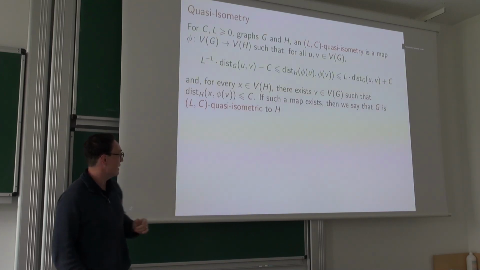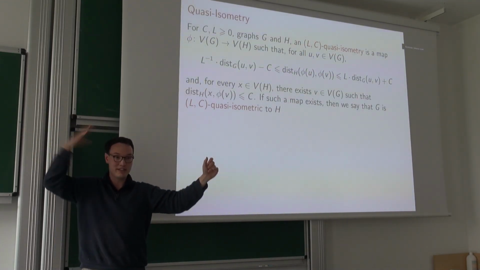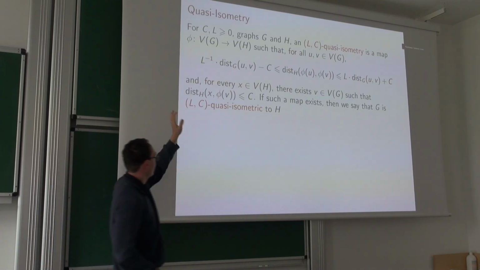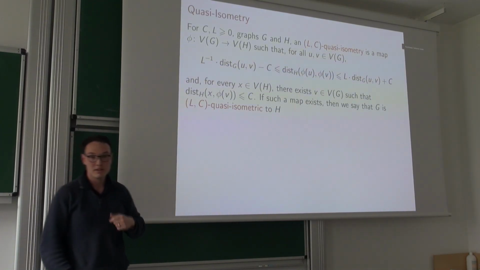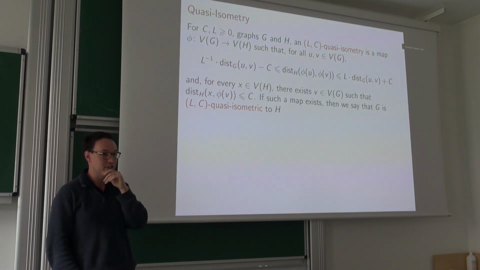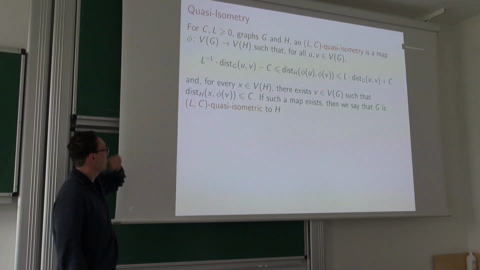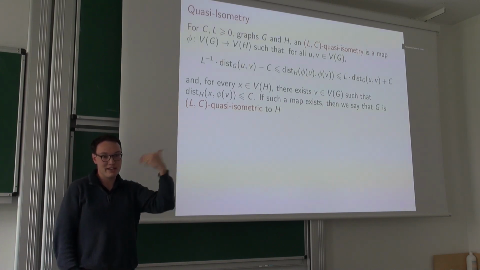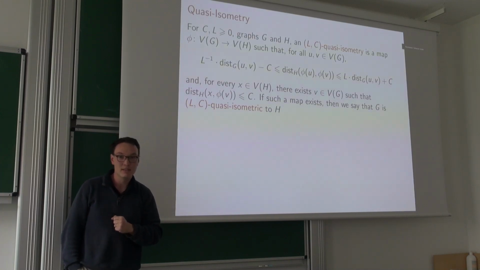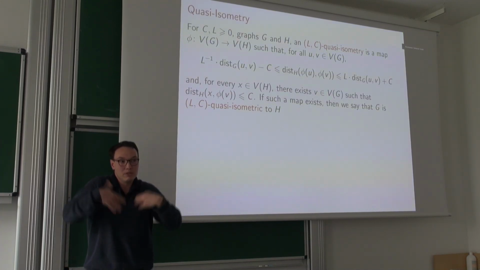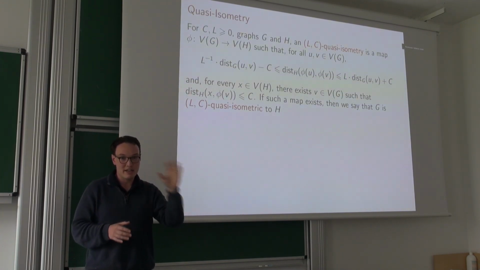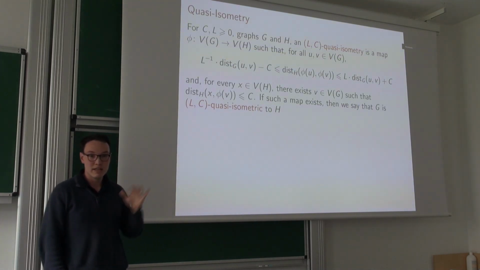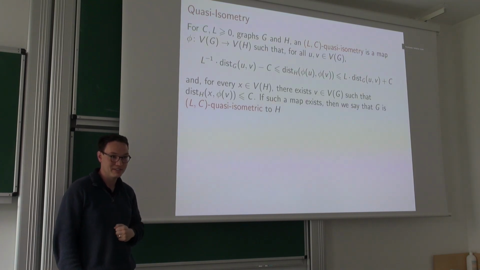And in particular, from G to H, for every vertex in H, there's going to be a vertex that is mapped somewhere close to it. That's this second condition here. So to try and process and understand this definition, if you plug in L equals 1, C equals 0, and run through all the different properties, you're going to get an isomorphism popping out. So this is allowing you to relax isomorphism by having multiplicative and additive distortion. Any questions on this definition?